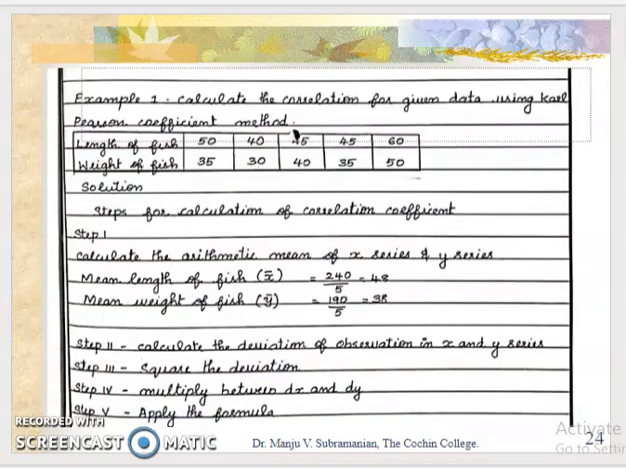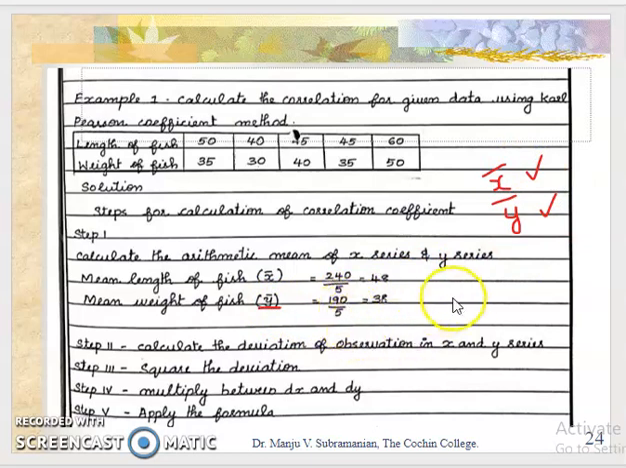Okay, so let's see an example. In this example, the length of the fish and the weight of the fish are given. These are the two sets of values, and the question is how to calculate the correlation coefficient. First we have to find the arithmetic mean, isn't it? In order to find the deviation, you have to find the mean. You have to find x bar. There is one more variable, the y variable, so you have to find the arithmetic mean of the y series also. So you have to find x bar and y bar.